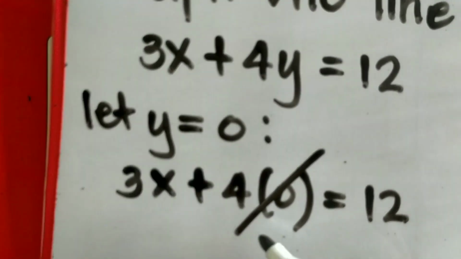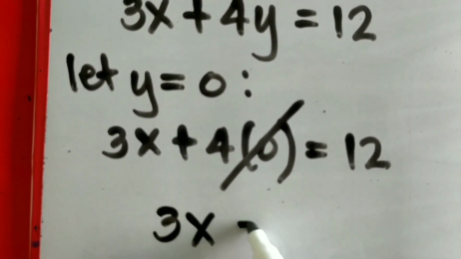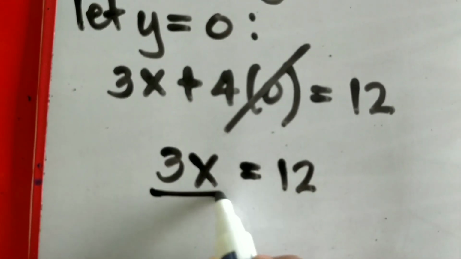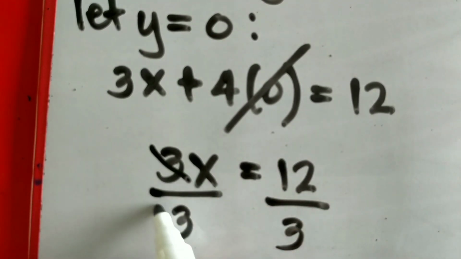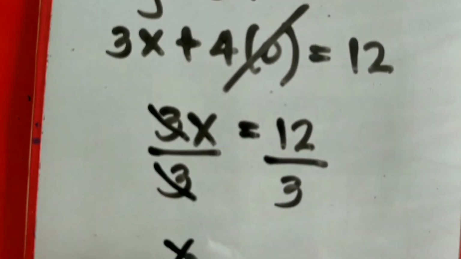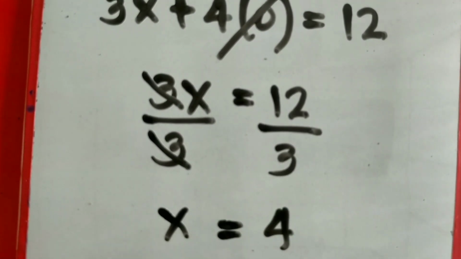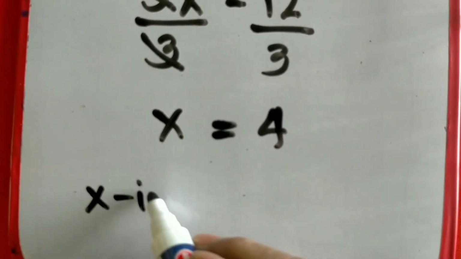Now this becomes 0. Therefore, what is left in your equation is 3x is equal to 12. To simplify that is to divide both sides by 3, and you come up with the value of x, which is equal to 4. Therefore, your x-intercept is equal to 4. So this is now your x-intercept.